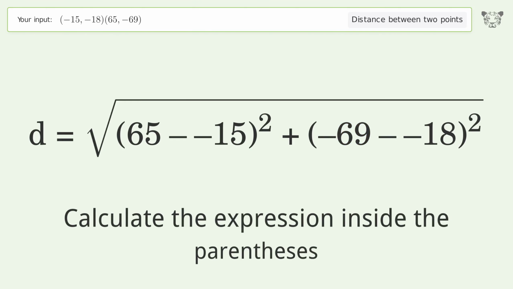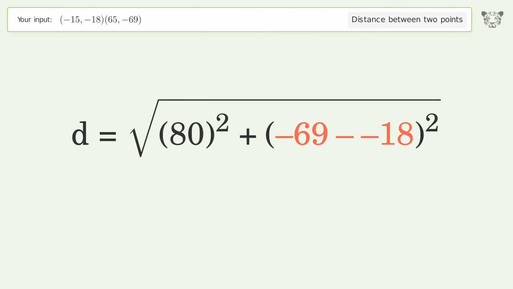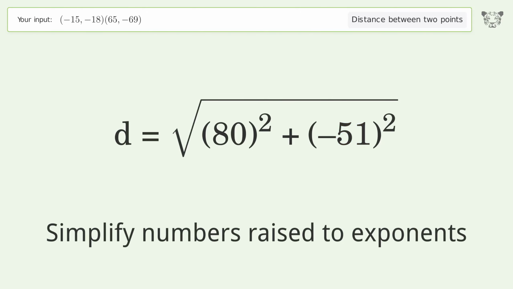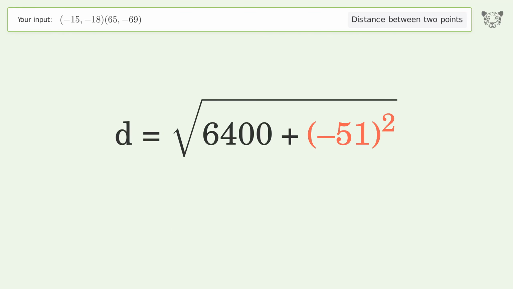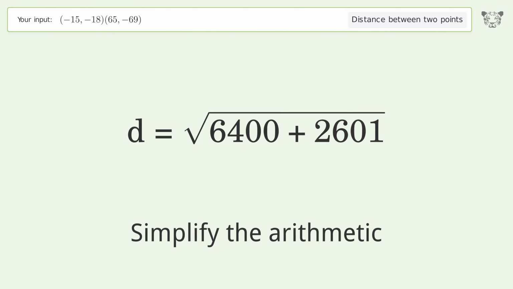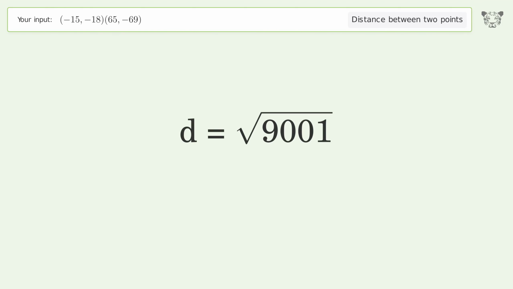Calculate the expression inside the parentheses. Simplify numbers raised to exponents. Simplify the arithmetic. And so the distance between the 2 points is the square root of 9001 or 94.874.